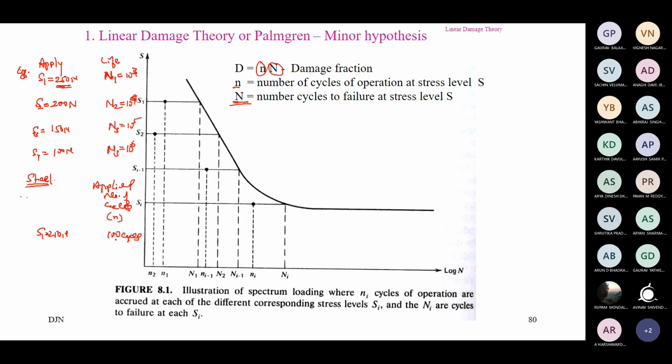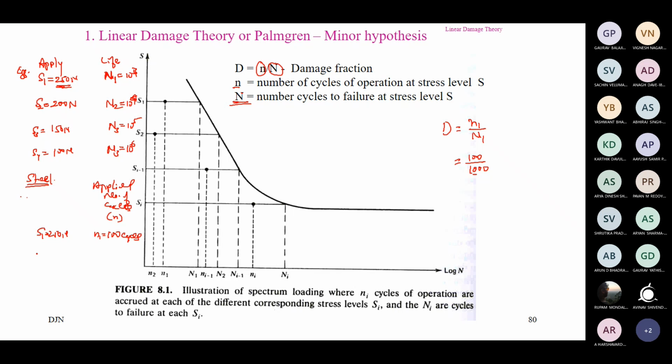Now after applying 100 cycles, some damage will occur in the component. How much is that damage? That you measure, and it is measured by a ratio. So damage is equal to small n1 divided by capital N1. Here, you have applied 100 cycles divided by 1000 cycles, where 1000 is the total number of cycles required for the component to fail when you apply the 250 Newton load.